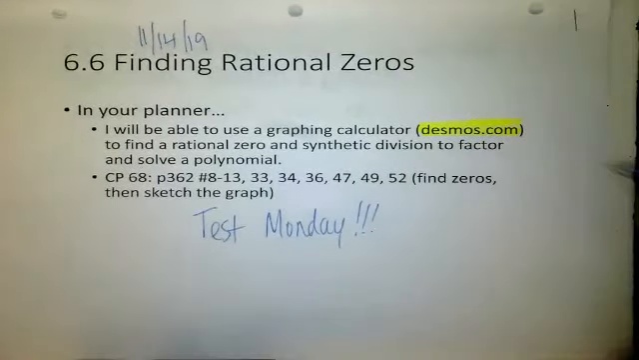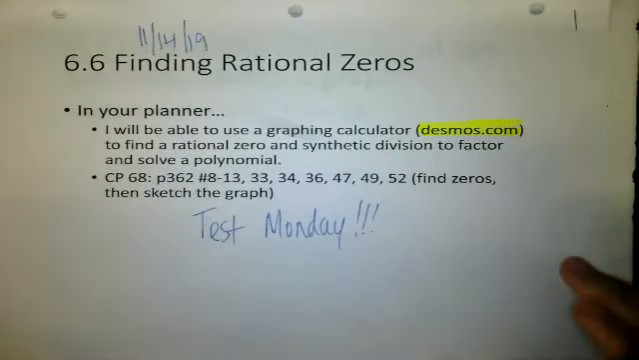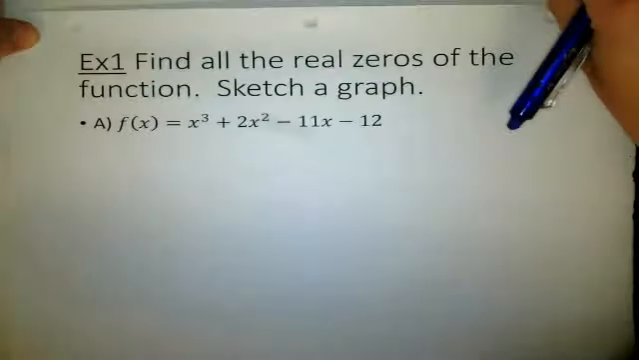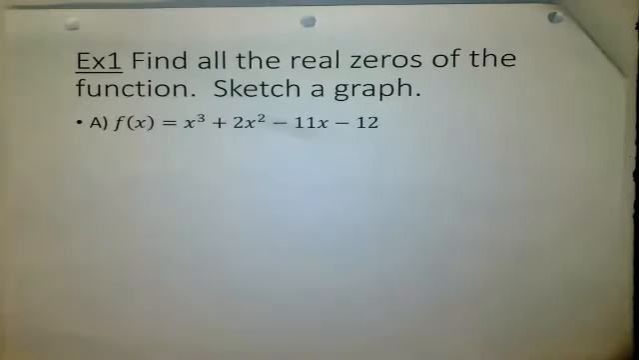All right, so hopefully you're all at Desmos.com. There's a red button that says Start Graphing. You want to go to Desmos.com and then hit the Start Graphing button. And then we're going to do some math. So here we go. Example 1, find all the real zeros of the function and sketch a little graph.